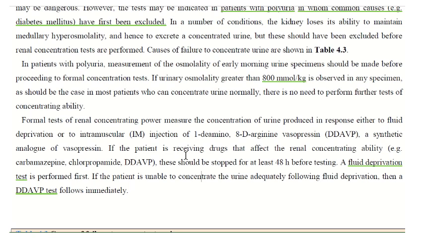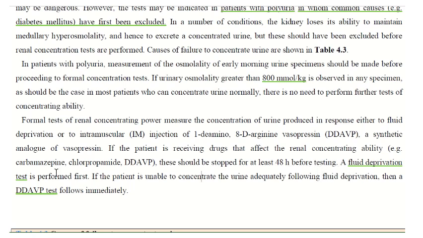If the patient is receiving drugs that affect the renal concentrating ability, for example carbamazepine, chlorpropamide, DDAVP, these should be stopped for at least 48 hours before testing. إذا المريض is receiving drugs اللي تأثر على renal concentrating ability، مثال عليها الكاربامازepine، الكلوربروباميد والDDAVP، فهذي should be stopped for at least 48 hours before testing.